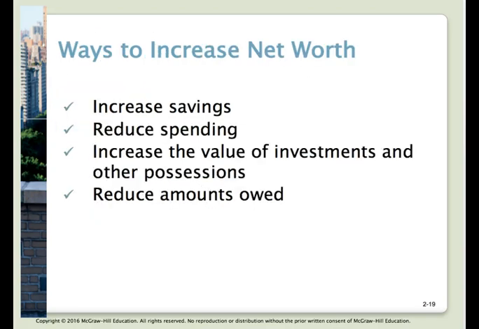So let's look at some ways to increase your net worth. You can increase your net worth through one of 4 ways, or all of 4 ways. You can increase your savings. You can reduce your spending. You can increase the value of your investments in other possessions, or you can reduce amounts owed. But the only way to improve your net worth is to do one of these 4 things, or 2 or 3 or 4 of them.